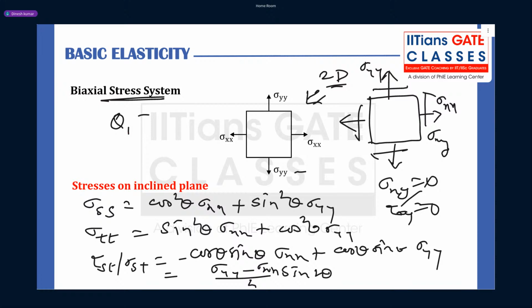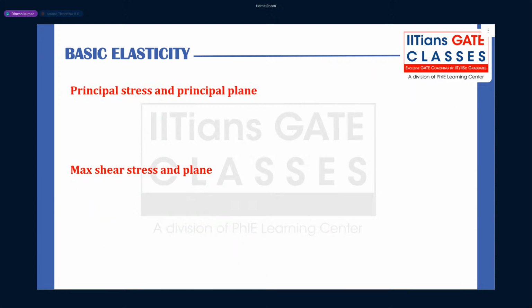Theta 1. Anybody? What will be theta 1? Anand. Zero, sir. Exactly. It is 0. Right? What will be theta 2? It will be 90 degrees. 0 plus 90, 90 degree, right? So we already know my principal plane. What will be your principal stresses there? Sigma 1 will be equal to sigma xx, and sigma 2 will be sigma yy.